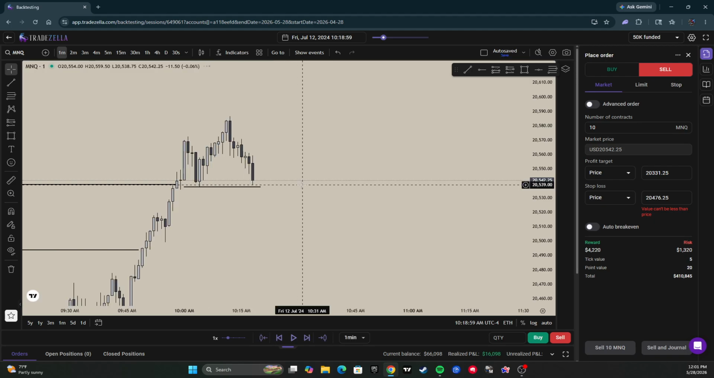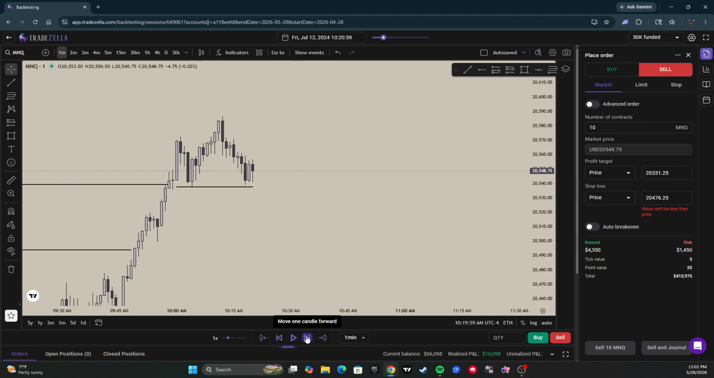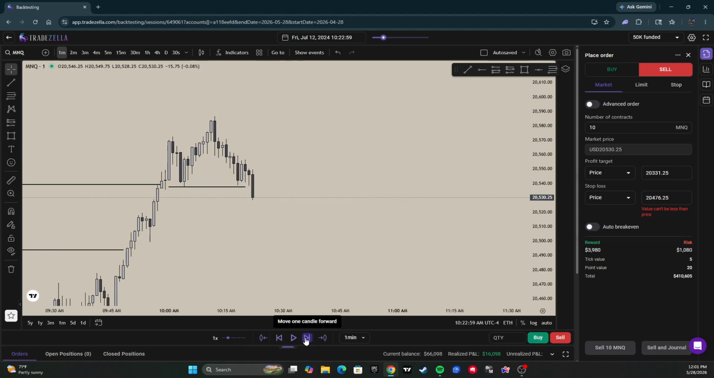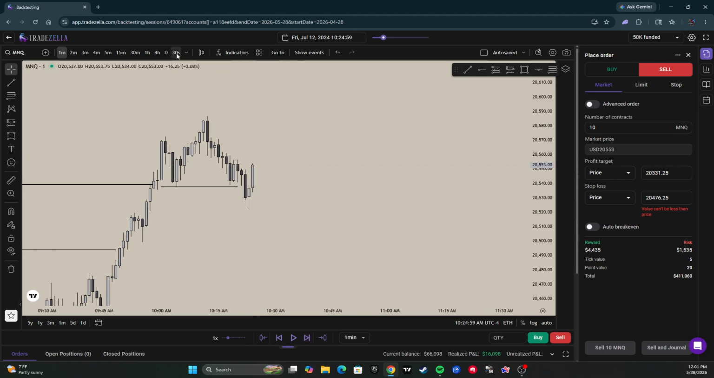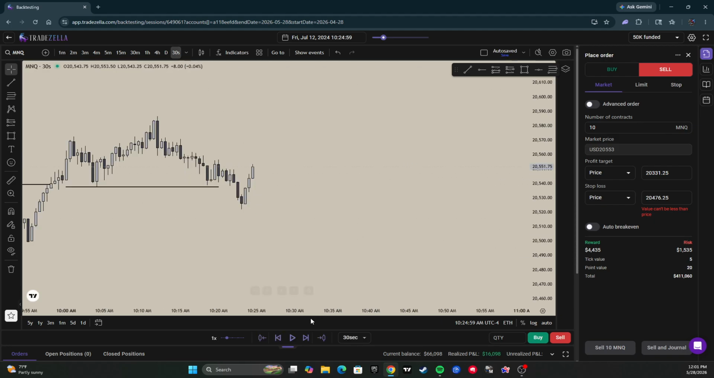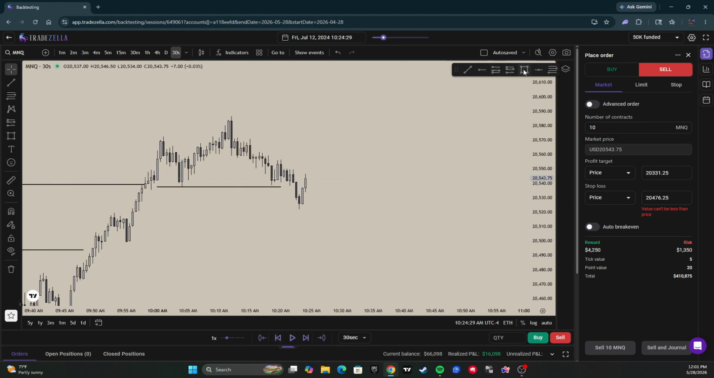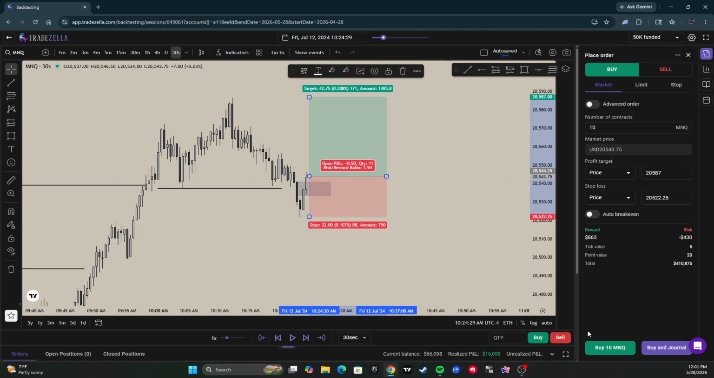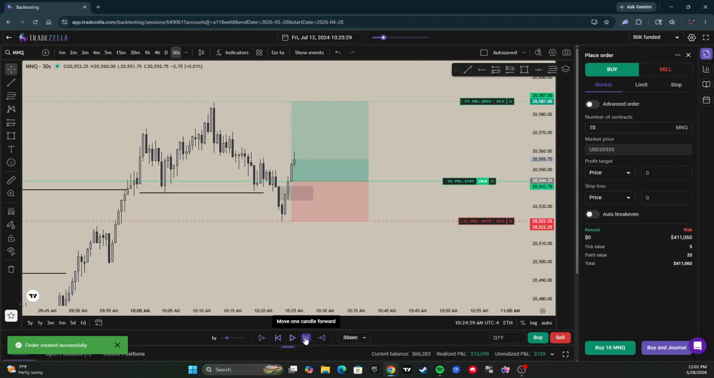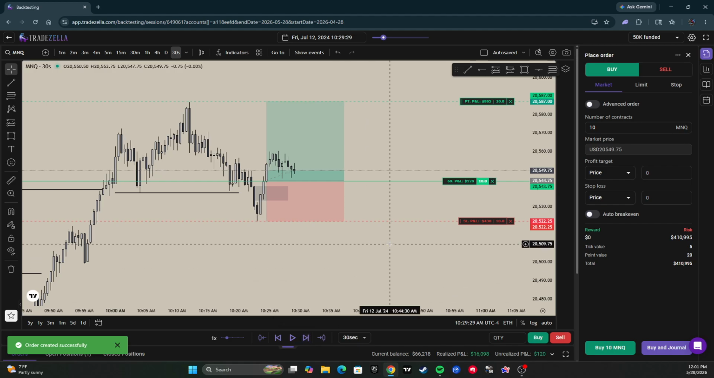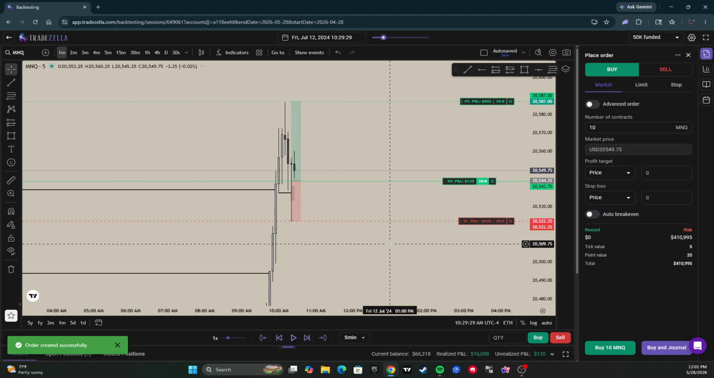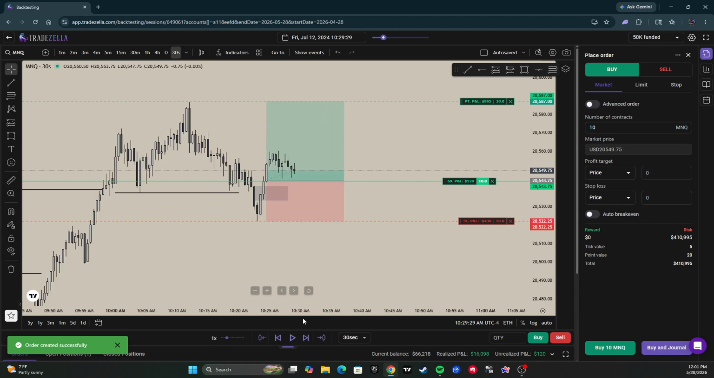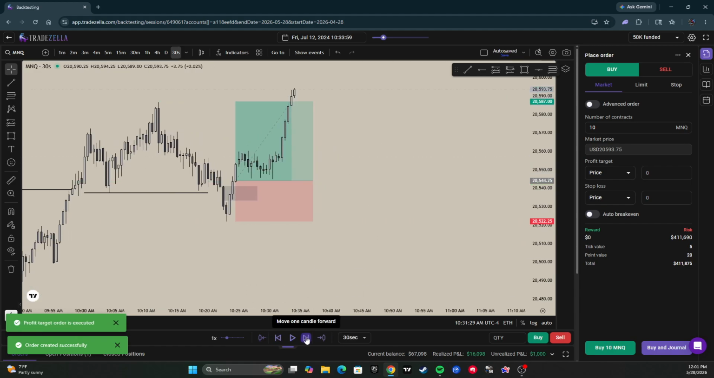Alright, we got a 15-minute gap form here. 10 a.m. Tap into that. Maybe we can get something. Yeah, I like this 30-second for a nice little continuation. Doesn't look too bad. Should probably target the recent high. Try this. Break even, not really. Nice.